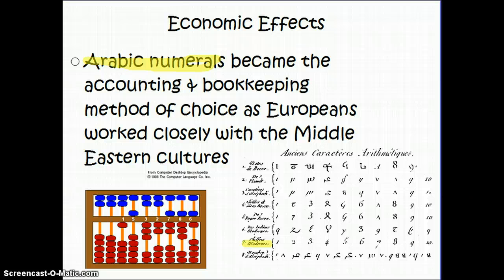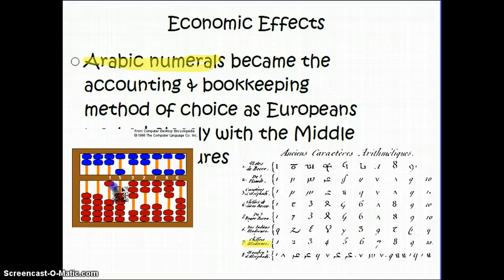And as European merchants began working with the Middle Eastern merchants, you could tell that it's so much easier to keep records in the Muslim system. So Arabic numerals come into play in Europe as a result of the trade that was established during the Crusades and carried through the Renaissance.